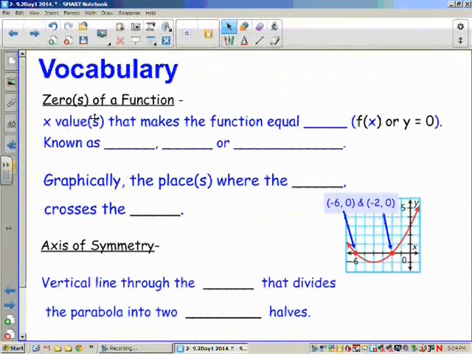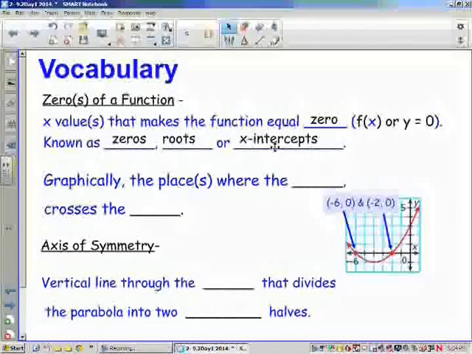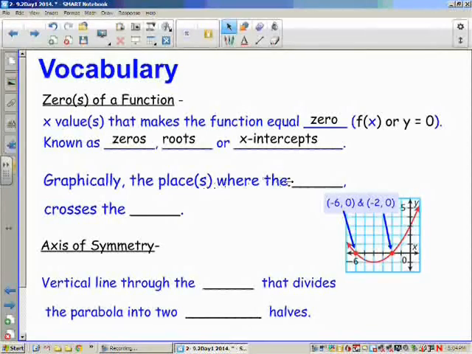Our vocabulary: zeros of a function are x values that make the function equal 0. In an equation, what you'll notice is that f of x or y will equal 0. We don't know that x is 0, we just know that the output is 0. There are three terms we typically use: zeros, roots, and x-intercepts. Graphically, you'll notice zeros of a function as the place or places where the graph crosses the x-axis.